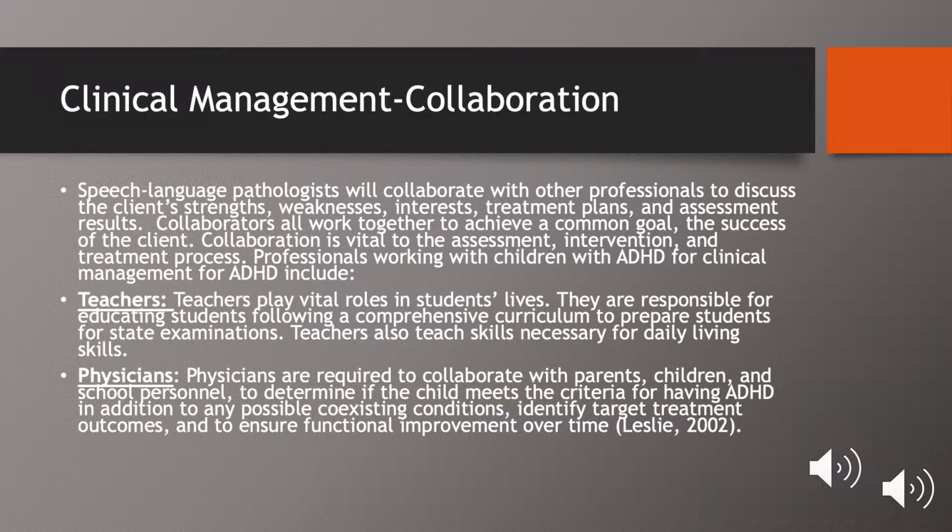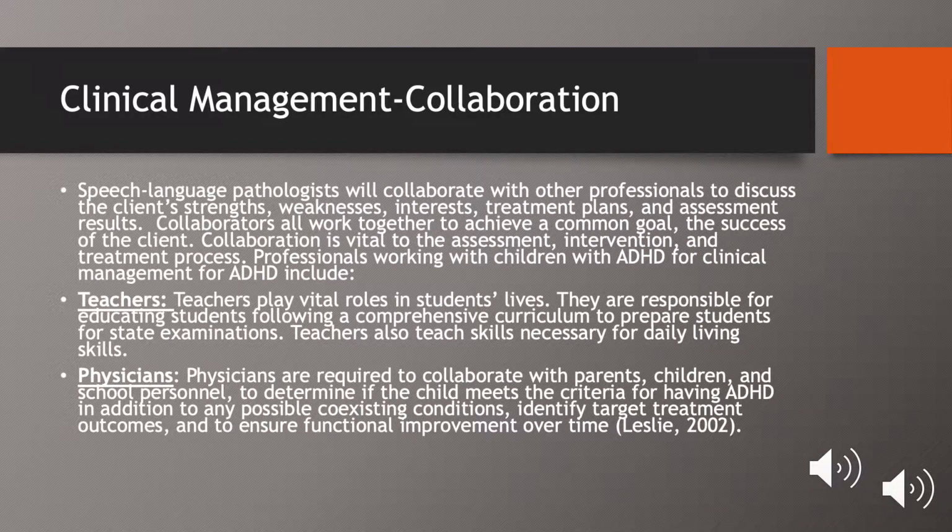Professionals working with children with ADHD for clinical management of ADHD include teachers and physicians. It could also include various other individuals, however, these are the two that we will be focusing on.